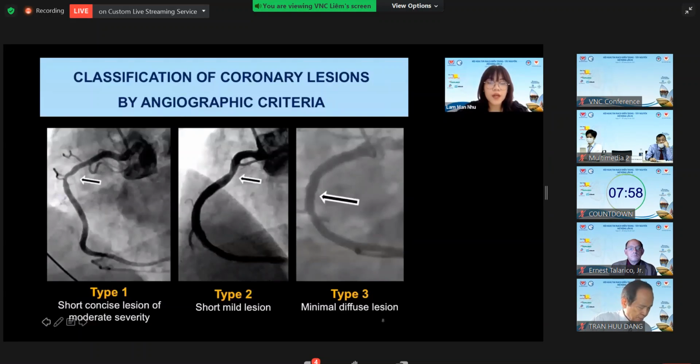Moving on, we need to review some classifications in CAD. The first one is the classification of coronary lesions, including 3 types. Type 1, shock-concealed lesions of moderate severity. Type 2, shock-mill lesions. Type 3, minimal diffuse lesions.